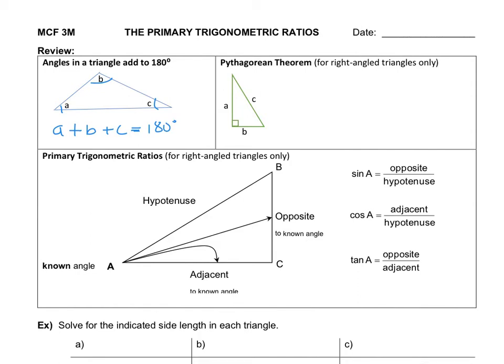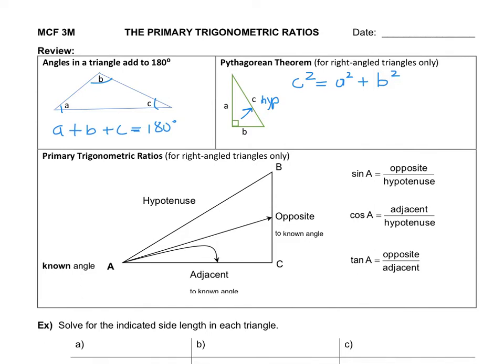Another thing that's really important to know with right angle triangles is the Pythagorean theorem, which says the hypotenuse squared. Remember, the hypotenuse is always across from your right angle. So that's your hypotenuse. Your hypotenuse squared is equal to the sum of the squares of the lengths of the other two sides. So I take a squared and side b squared, add those together, and that equals the hypotenuse squared. Then of course, you square root that answer to get the length of the hypotenuse.